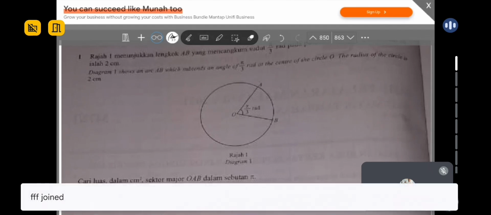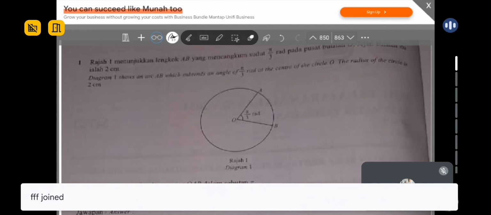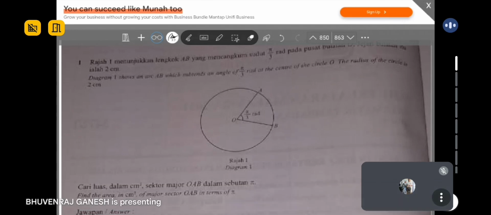Okay, so hopefully we can discuss all the 15 questions. Because this paper is only 2 hours. 2 jam. So kamu kena habiskan semua soalan. Alright. Okay guys.